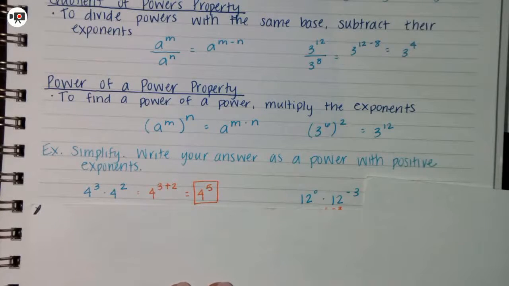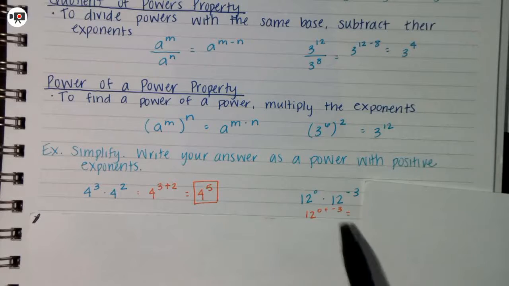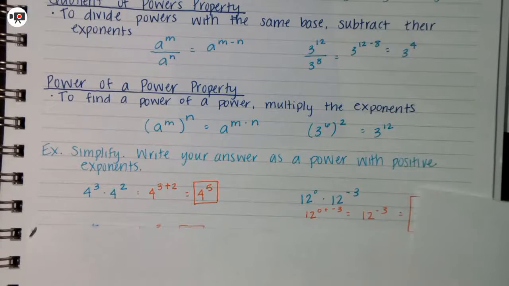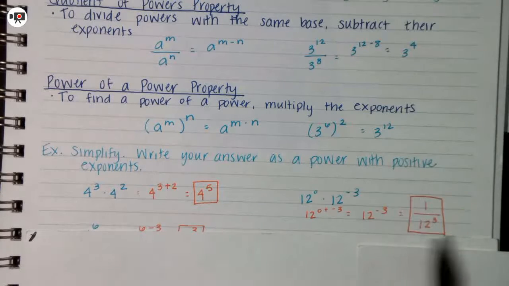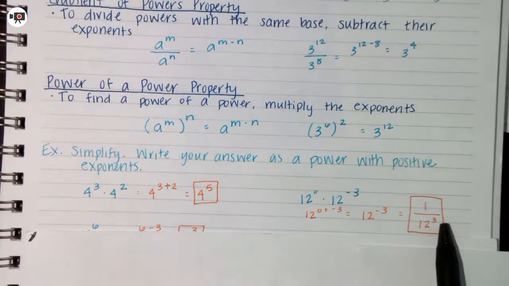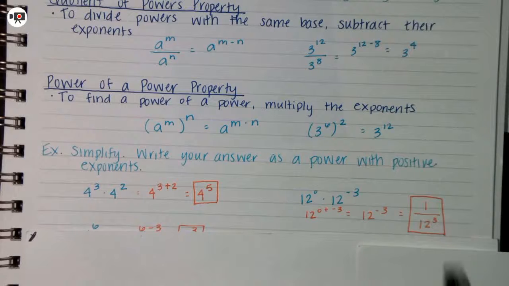12 to the 0 power times 12 to the negative 3, I can add the exponents together, which would be 0 plus negative 3, which is negative 3. So my answer would be 1 over 12 to the 3rd. It just said simplify, not to find a number answer or to evaluate. So this is my answer.